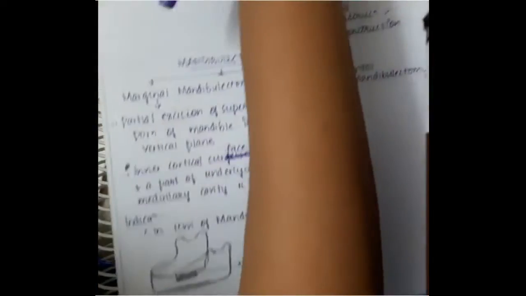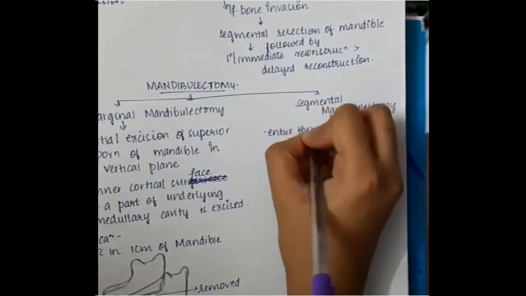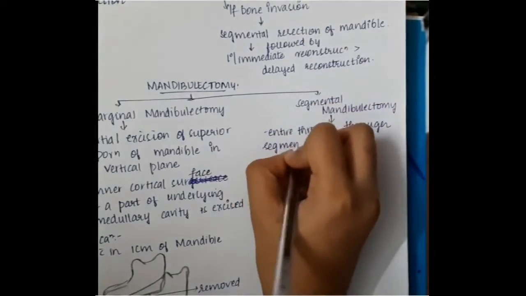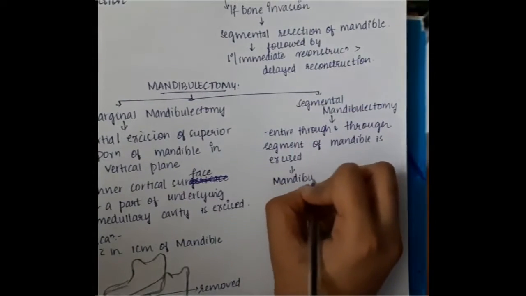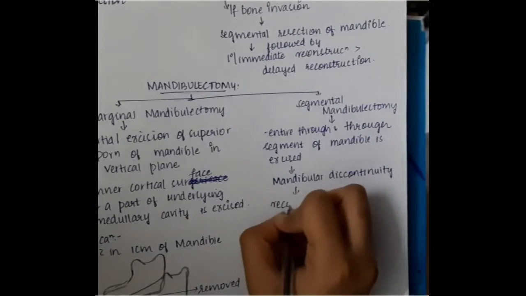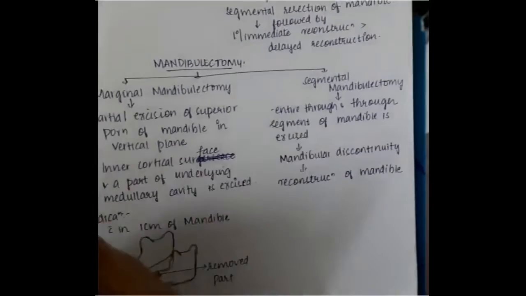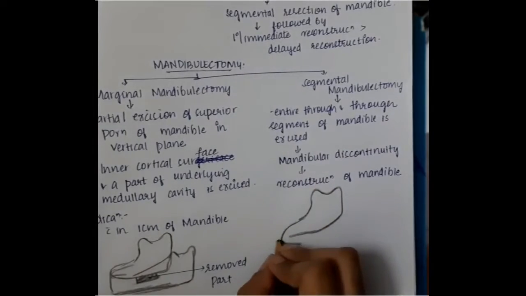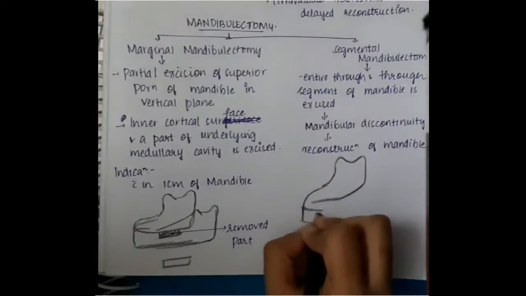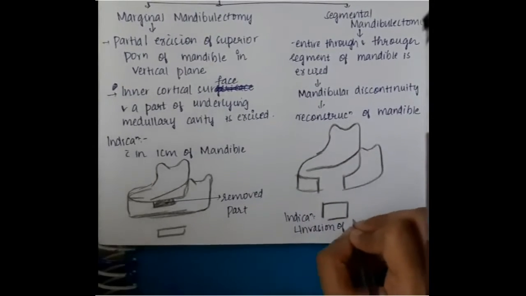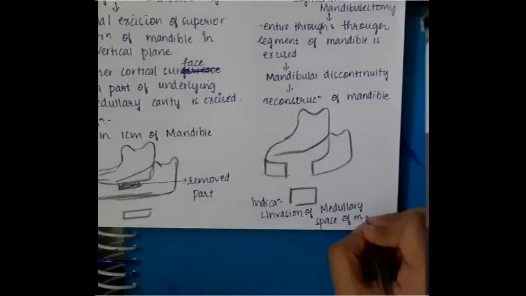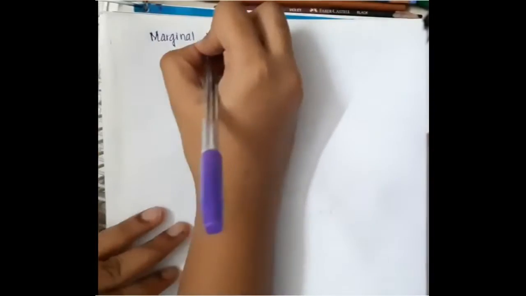Next, the segmental mandibulectomy. In segmental mandibulectomy, an entire through-and-through segment of the mandible is excised. Thus you will see mandibular discontinuity, and later we will have to reconstruct the mandible. If you see, this is the mandible, and here we have resected a part of the mandible. The indication is when the tumor invades the medullary space of the mandible. Whenever it invades the medullary space, then you do segmental mandibulectomy.